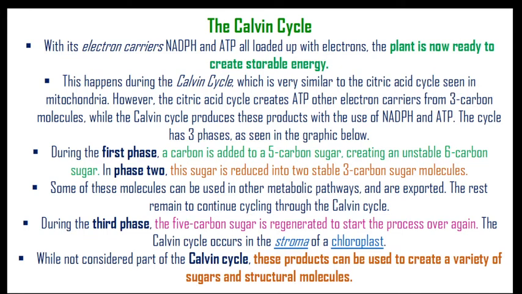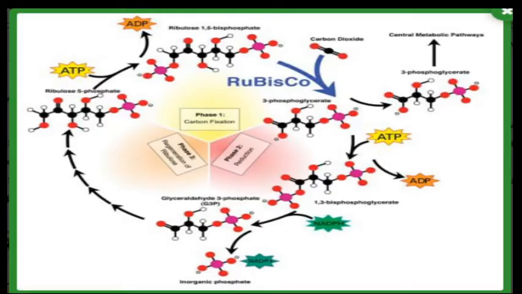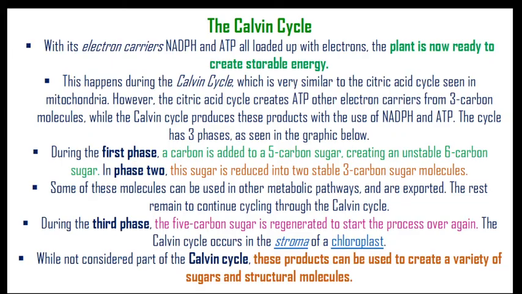A glucose molecule. For that purpose, this happens during the Calvin cycle, which is very similar to the citric acid cycle seen in mitochondria. However, the citric acid cycle creates ATP and other electron carriers from a 3 carbon containing molecule, while the Calvin cycle produces these products with the use of NADPH and ATP. The cycle has 3 phases as seen in the graphic below. So here is the graphical cycle of the Calvin cycle.